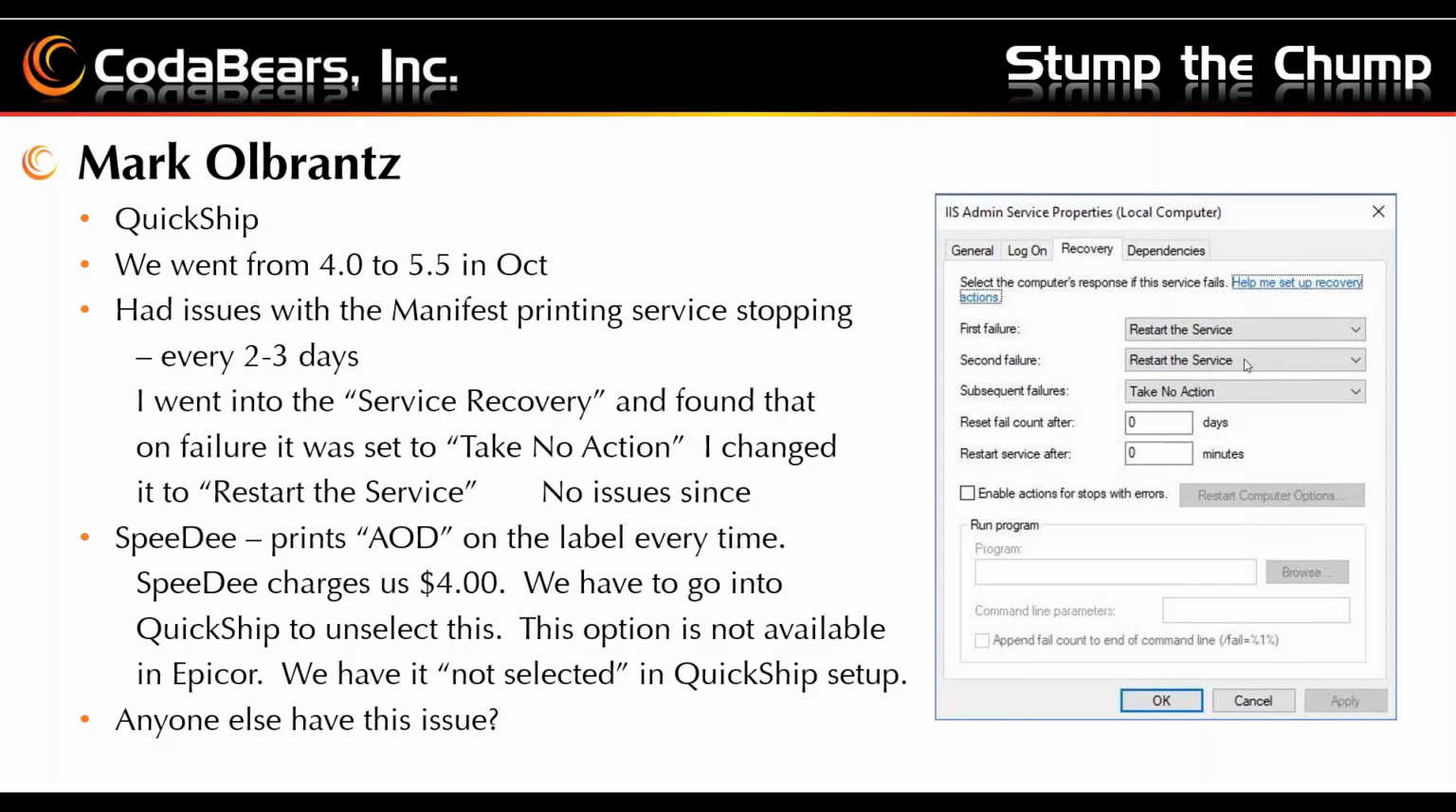And then the other was we use Speedy as a service. We have UPS and FedEx, and on Speedy they print an AOD on the label. It's something, I don't know, adult authorized signature. Some signatures required. Speedy charges $4 for it every time. Well, we were just letting it fly because we didn't care. Then we found out we were getting charged, and there is no option in the Packer screen to turn that off like there are other manifest options.